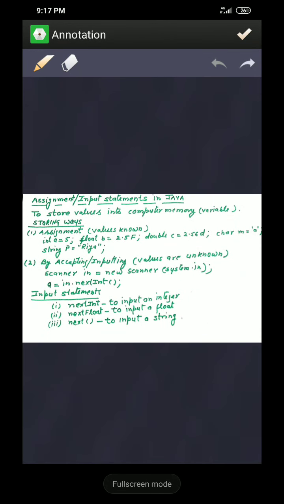Good morning, students. Today I am going to tell you about the assignment or input statements in Java. So what is the meaning of assignment? It is storing a value into the computer memory. Input means the same thing, storing any value into the computer memory.